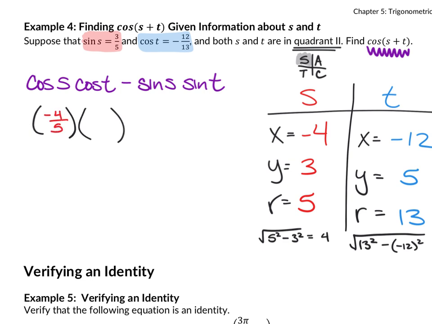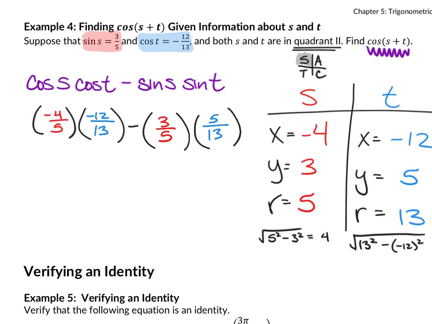Okay, now that we have cosine of s, we need cosine of t. Now cosine of t was given to us in the problem, but we can also get it from our sidebar. The cosine of t is -12/13. And we are going to subtract the sine of s and the sine of t. Again, sine of s was given to us in the problem, but again, it's y/r, which we can get from our sidebar. And sine of t, which is also y/r, is just 5 divided by 13. Do we see where I'm getting all these numbers from? We had to remember those definitions of sine and cosine from way back to add that into this problem.